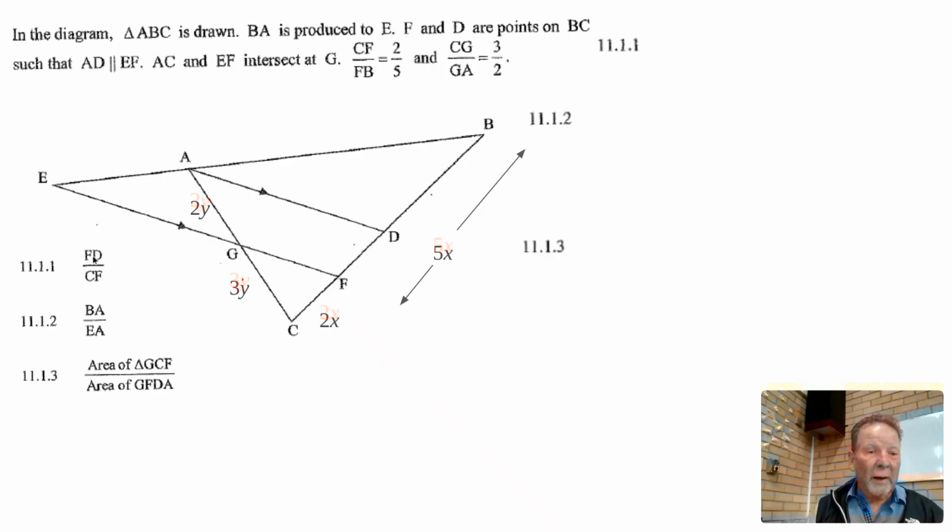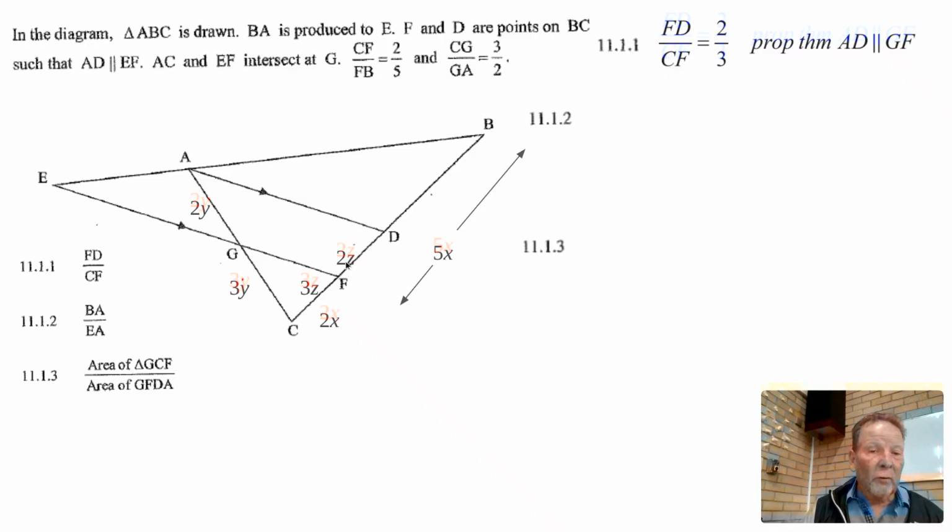Then it says, what is the ratio of FD to CF? Well, I ignore this 2x. Here's a triangle, and those are parallel lines going through it. The proportionality theorem means that these ratios here have to equal the same ratios on the other side. That's why I know that the ratio of FD to CF has to be 2 to 3.